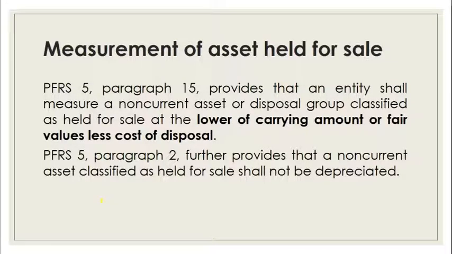Now, next is the measurement of asset held for sale. Under PFRS 5, paragraph 15, it provides that an entity shall measure a non-current asset or disposal group classified as held for sale at the lower of carrying amount or fair value less cost of disposal. So again, ang imuhang pilion is ang lower, whichever is lower.